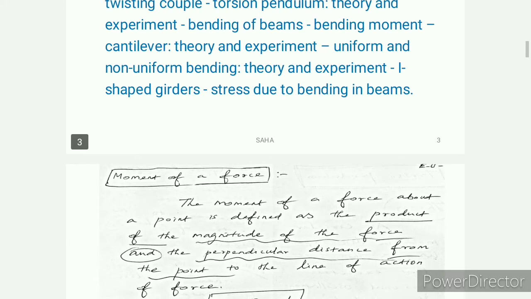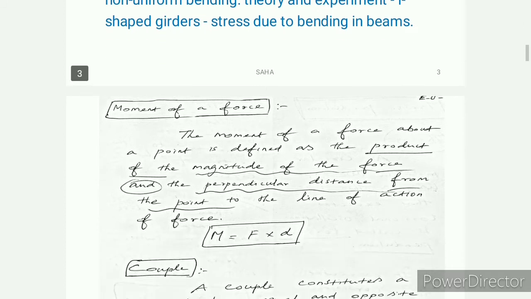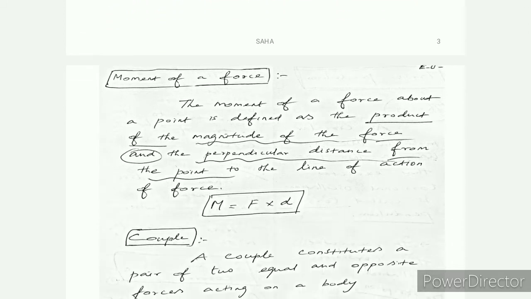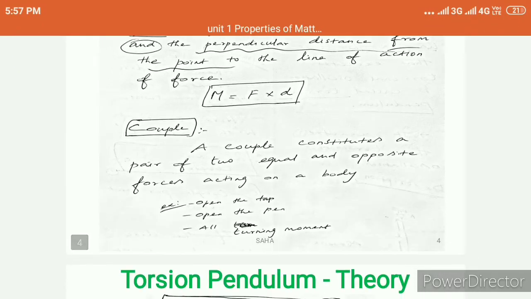In this unit, first we are going to discuss the moment of a force. The moment of force is a 2-mark question, Part A. The moment of a force about a point is defined as the product of the magnitude of the force and the perpendicular distance from the point to the line of action of the force. So we can write the equation as M equals F into D.